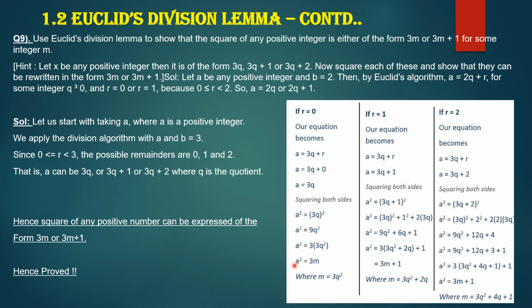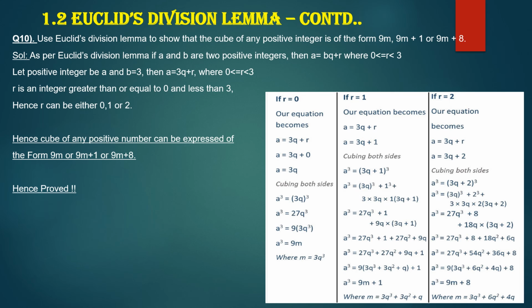If you look at the first case, you can write a square equal to 3m, where you consider m as some integer, 3q square. In the second case, a square equal to 3m plus 1, where m equals 3q square plus 2q. In the third case, a square equal to 3m plus 1, where m equals 3q square plus 4q plus 1. So we are able to prove it.